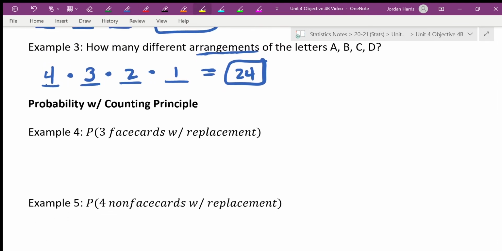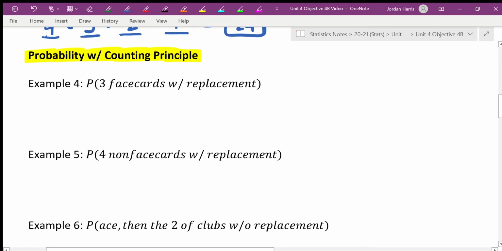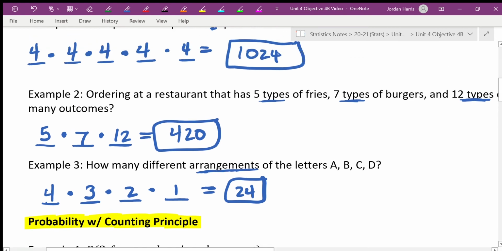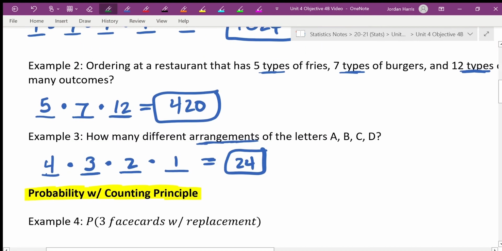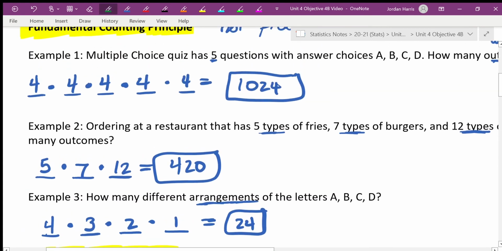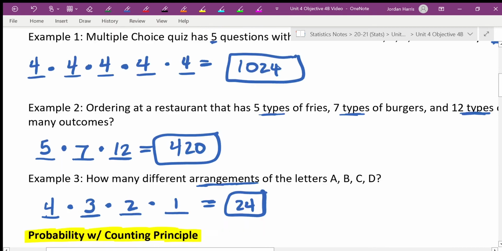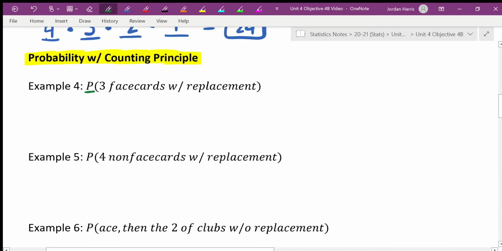Okay, so now we're going to use the counting principle to not just answer outcomes, but now we're going to find probabilities. So notice the difference in the question, where before we were doing outcomes and all the arrangements are how many outcomes, just with order mattering. You have how many outcomes with burgers, how many outcomes. Now we have what is the probability. So what is the probability if I have 3 face cards with replacement? Remember, replacement means we put it back. So I'm going to use the counting principle still.